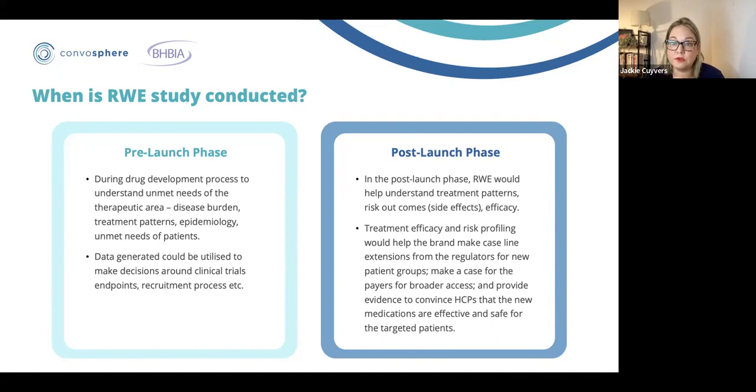So it can be used to help understand the treatment patterns and outcomes that the patients are experiencing, both at a broad patient level, but also the different patient segments within the broader patient group. So you can look at the patient groups. You can look at it for potential line extension. You can look at it in terms of understanding and sharing more information about the efficacy, safety, and tolerability. And it can provide all of this information once the treatment is out there.